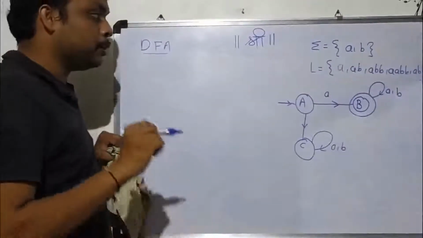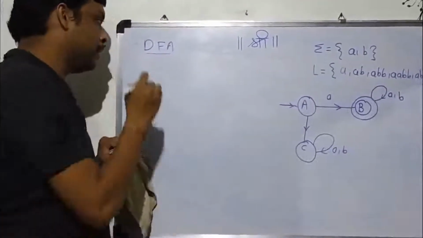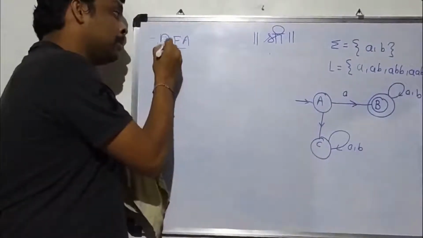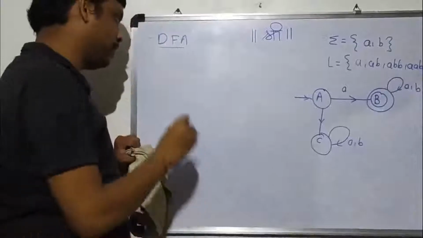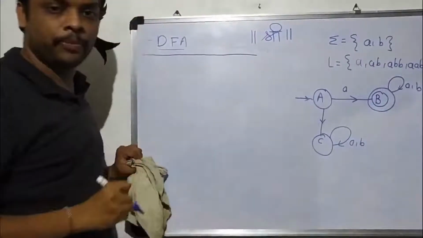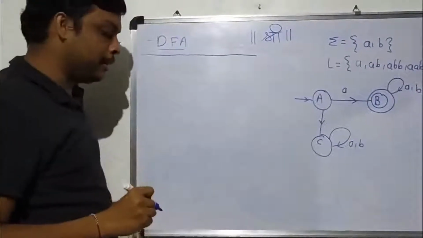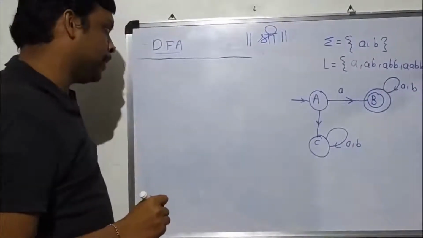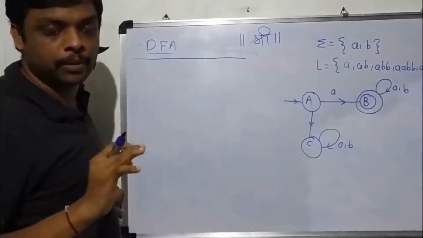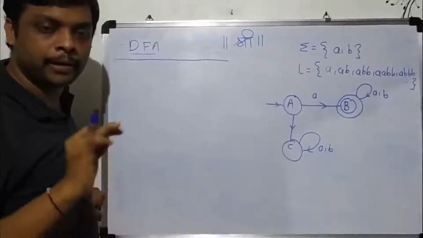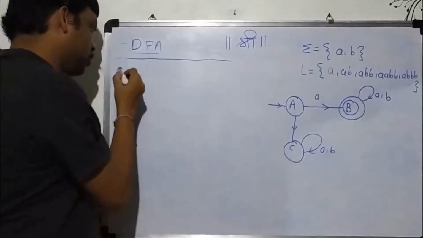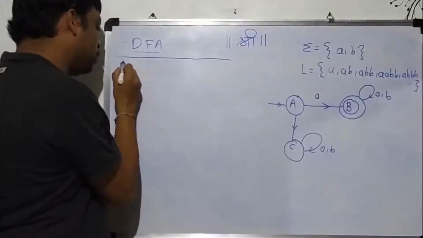Now as far as this session is concerned, here I just want to define what deterministic finite automata is. I want to give you a definition of deterministic finite automata. See, deterministic finite automata is defined by using 5 tuples. So here I just want to mention those tuples.